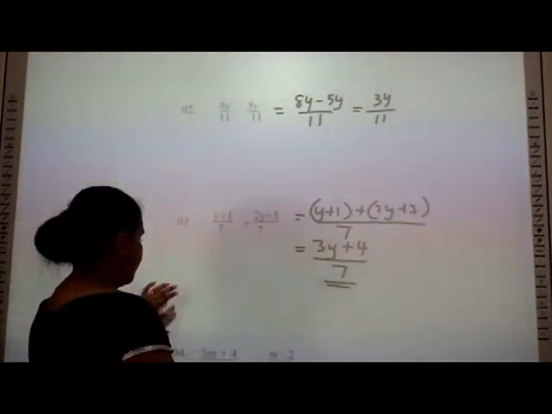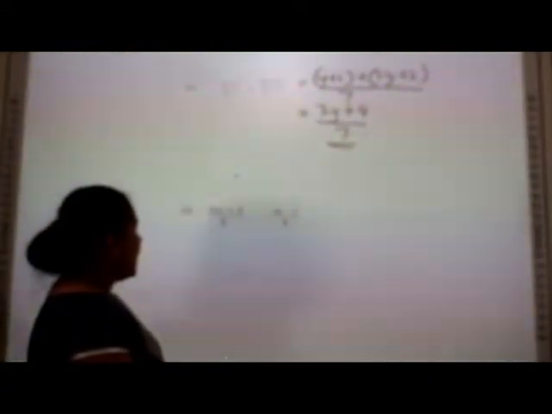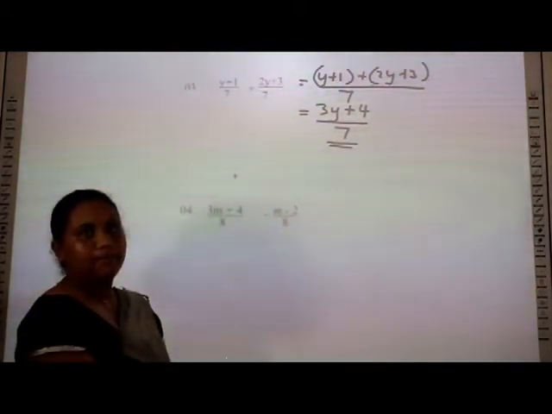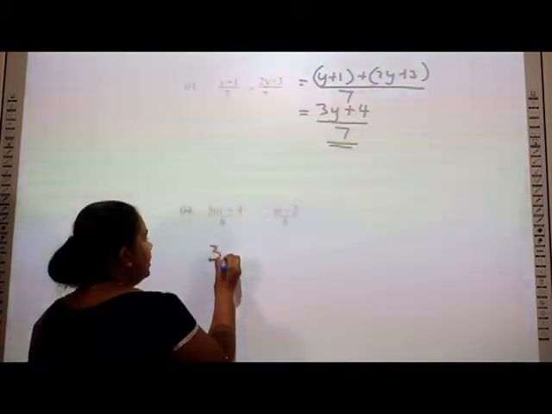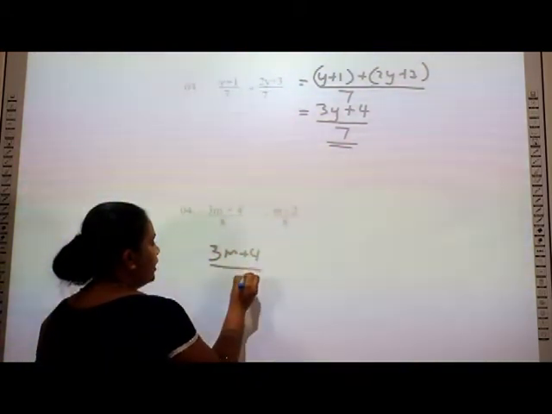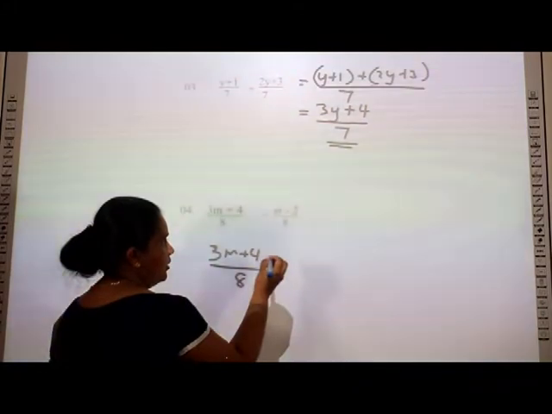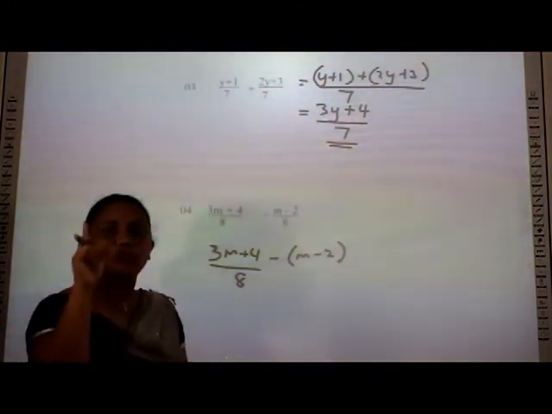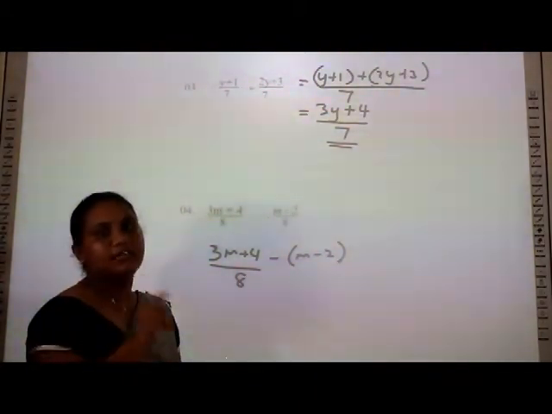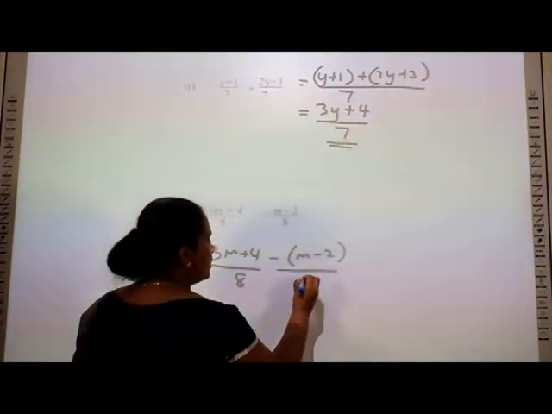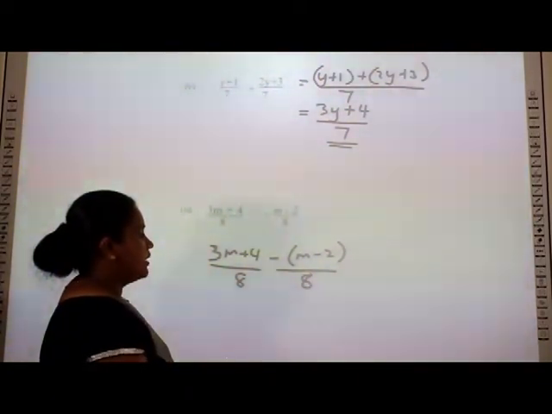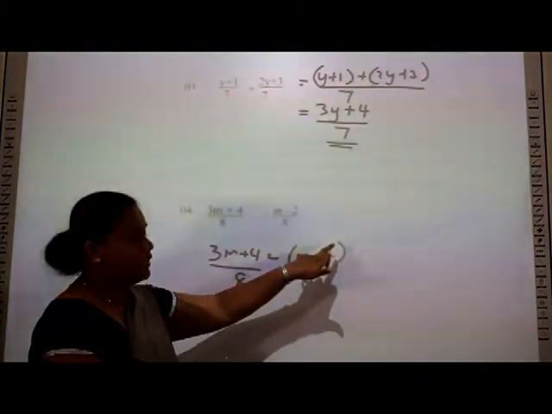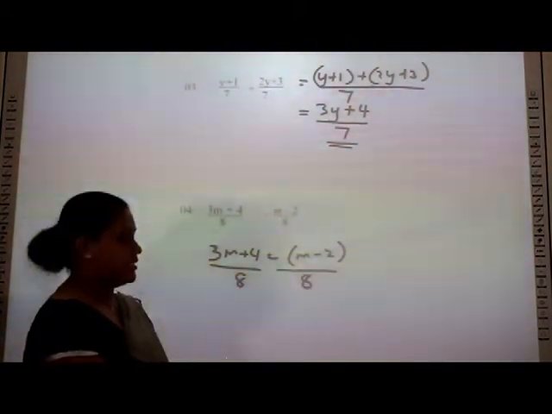Then next one. Look at the fourth question. Here you can see you have to subtract. When you subtract two algebraic fractions, you should put brackets. If you do not put brackets, your answer will be wrong. Let's check why that happens. Because when we remove the brackets, the answer will be changed.